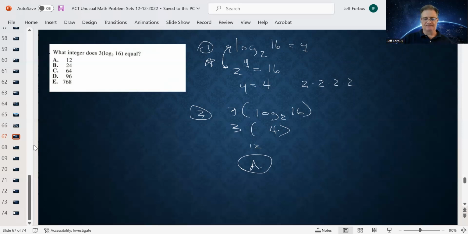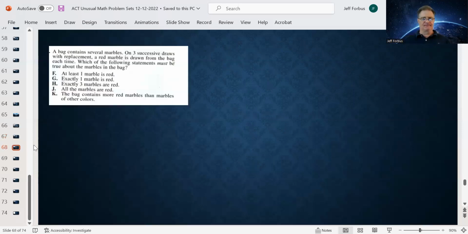The next one is this question. And it says, a bag contains several marbles. Okay, so it contains several marbles. It isn't telling us anything specific yet. Let's read on. On 3 successive draws with replacement. Okay, this is important, the word replacement. That means we put whatever marble that we drew back in the bag. That's important. So on 3 successive draws with replacement, a red marble is drawn from the bag each time.